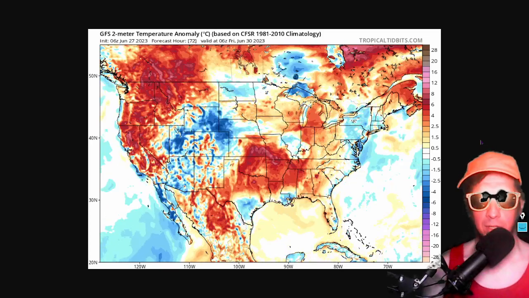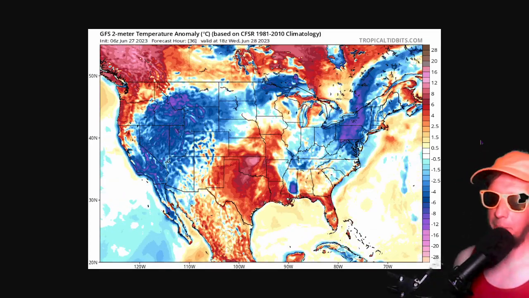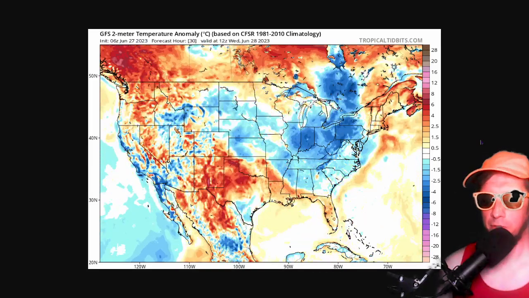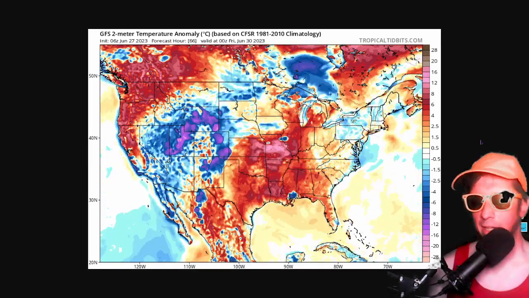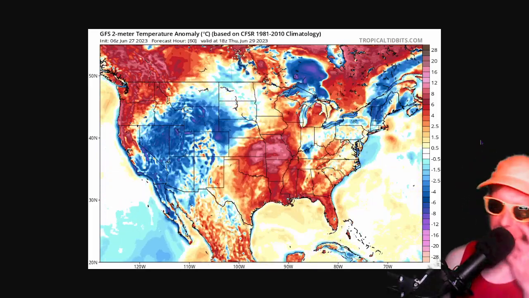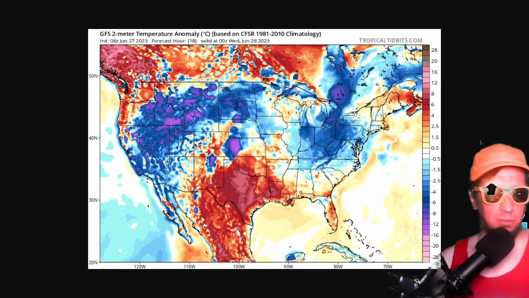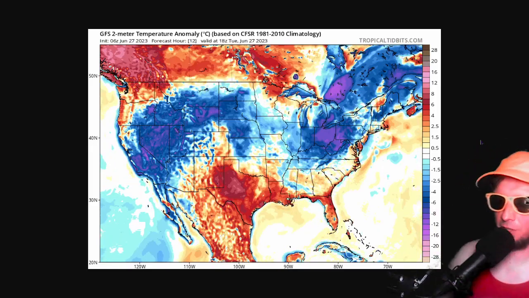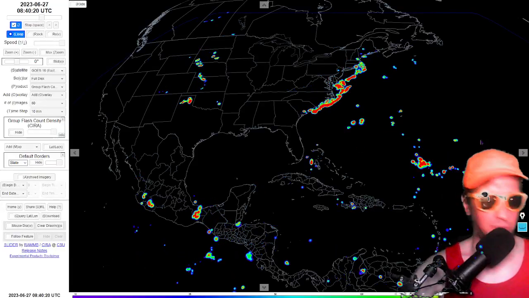And here is your GFS 72-hour temperature anomaly forecast. Missouri, there's some like 13 degrees Celsius above normal temperatures. All right, so let's move on here. That is your GFS 72-hour temperature anomaly forecast in degrees Celsius. And here is your lightning mapper.